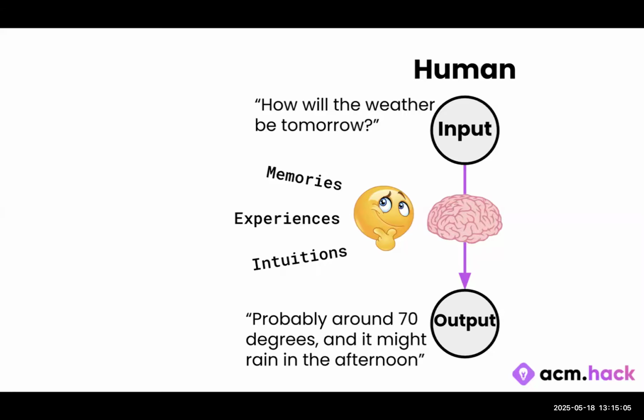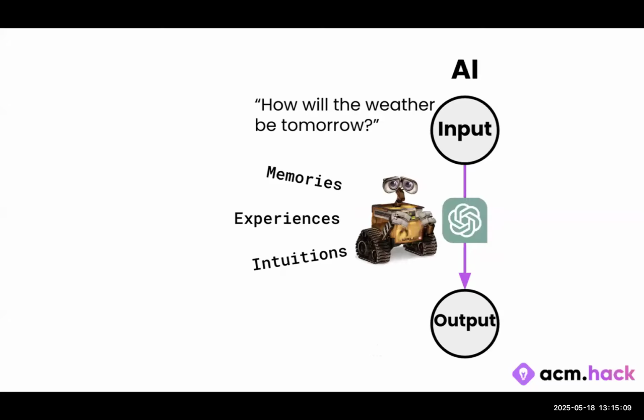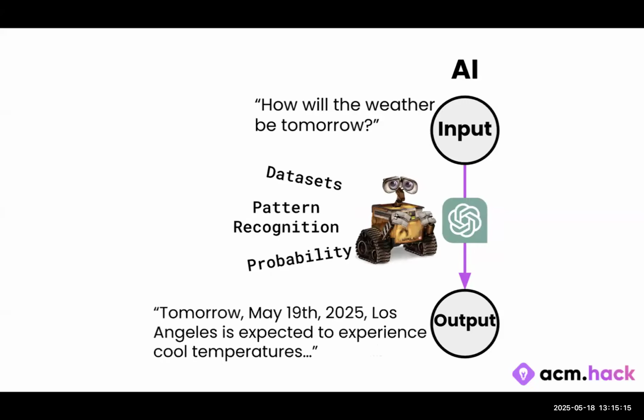And AI was built to mimic human thought. So similarly, when you ask an artificial intelligence, how will the weather be tomorrow? It will use similar things, not the human memories, experiences, intuitions, but rather its data sets, its pattern recognition, and its understanding of probability to output something like, tomorrow, May 19th, 2025, LA is expected to experience cool temperatures and so on.